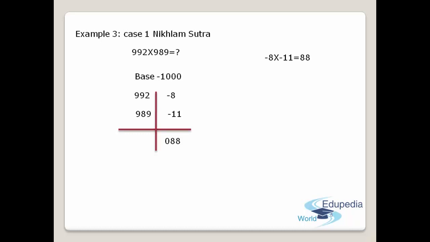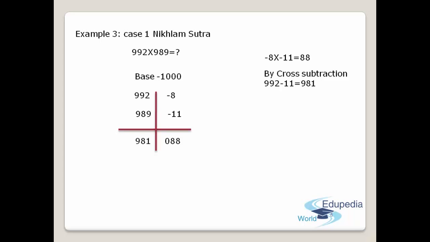The next step is cross subtraction, that is 989 minus 8, or else you can do 992 minus 11. If you do cross subtraction either way, you will get the same answer. So 992 minus 11, you will get 981. You write down this answer in the left column like this.